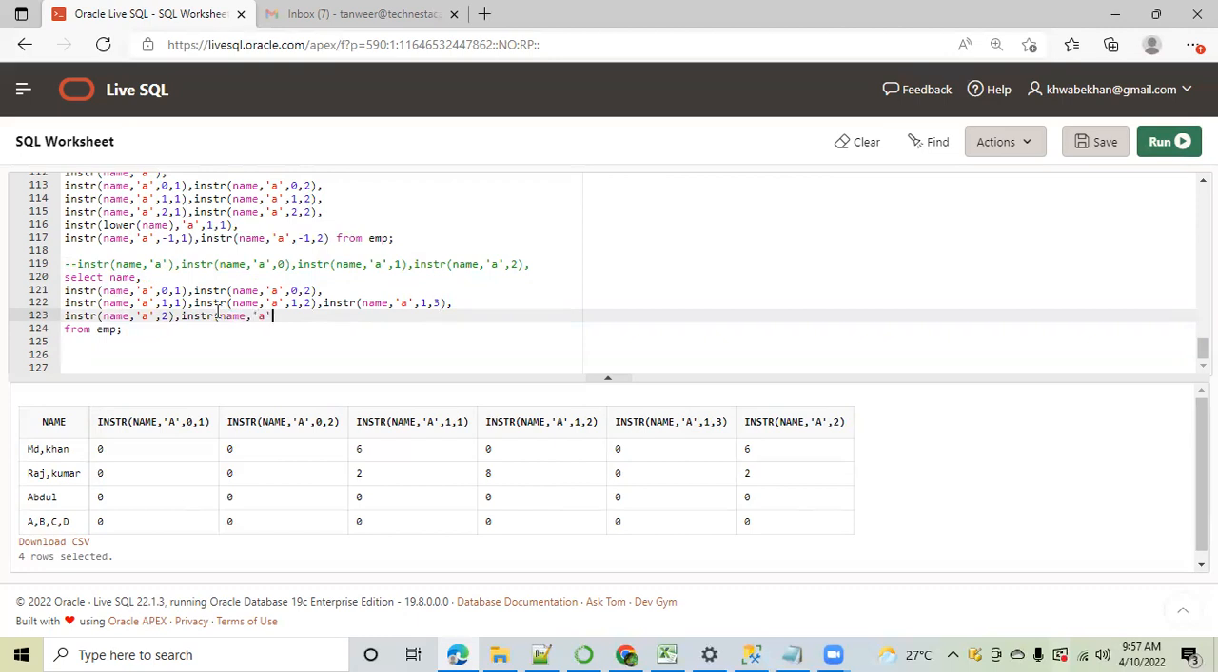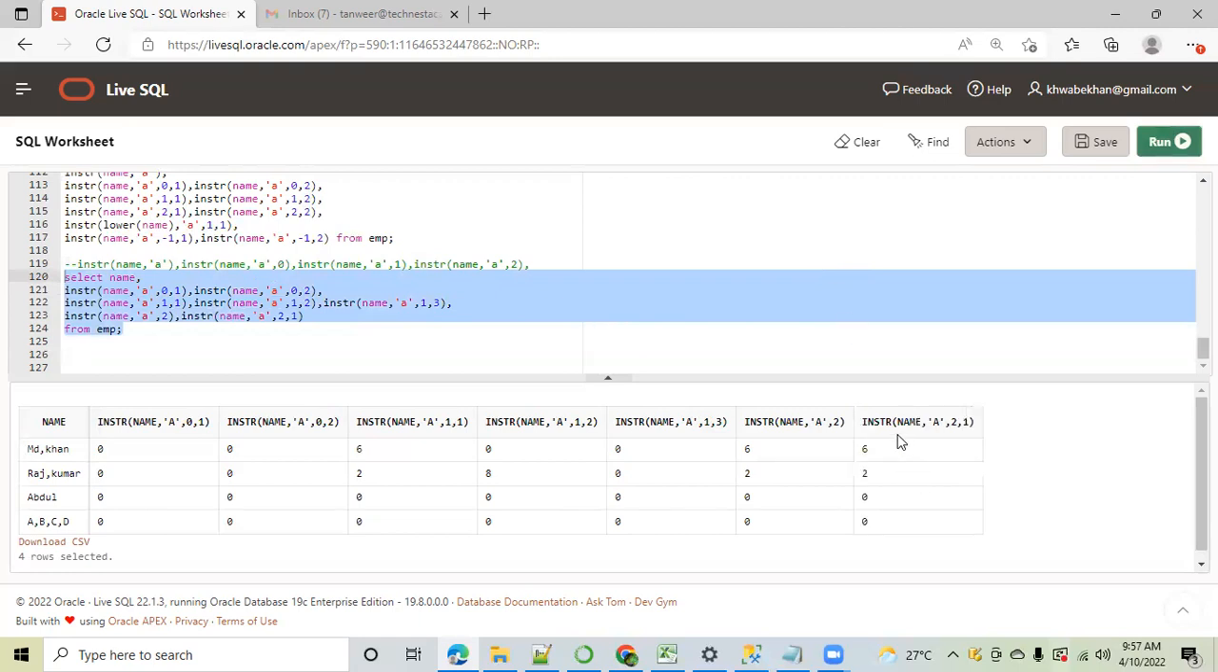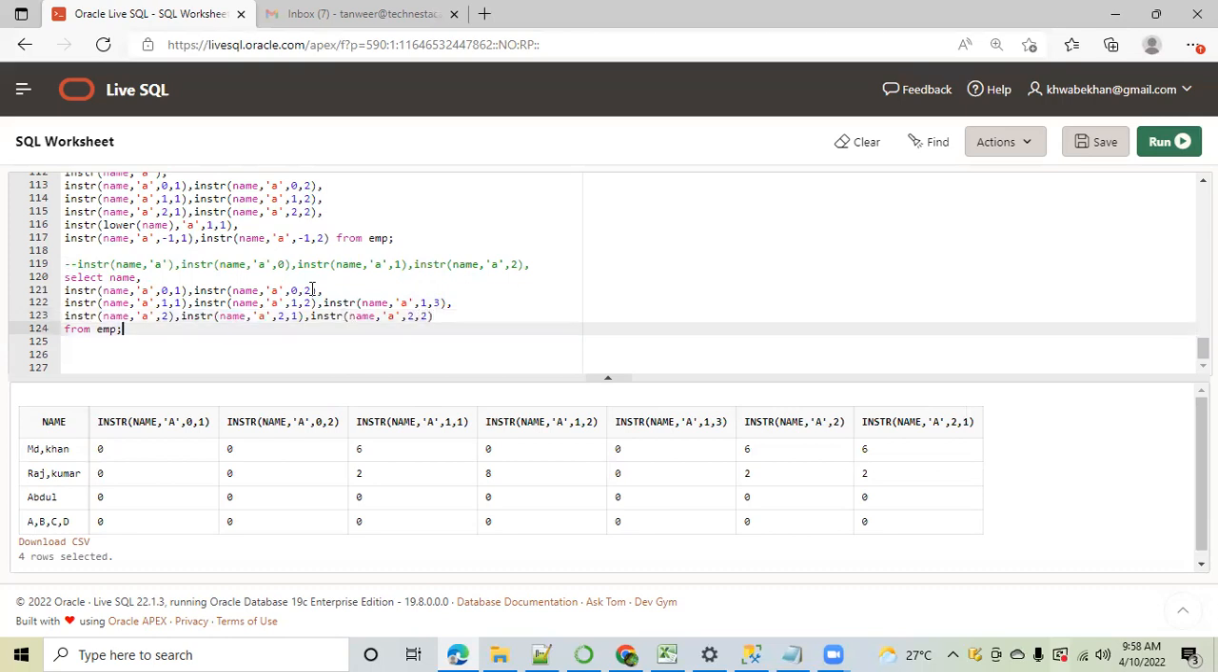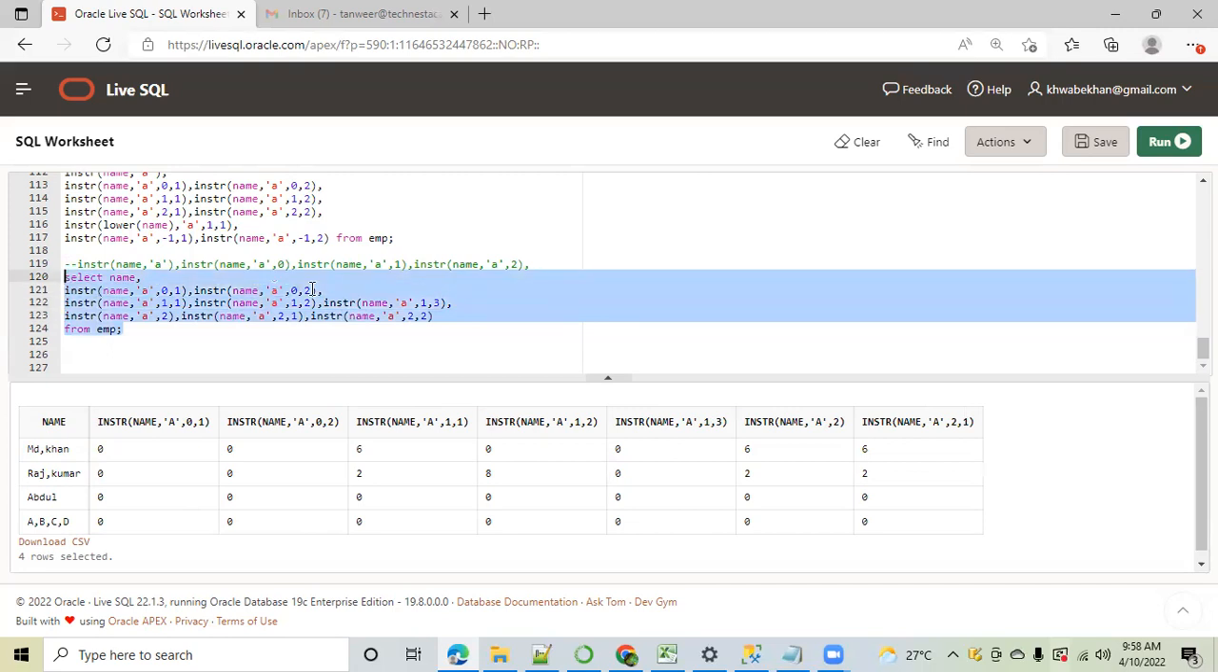Now, comma A comma 2 comma 1. I think that's what you're trying to understand. Is there any change? No change. A comma 2 comma 2. I think this is sufficient. From this you can understand what is happening here. Any change here? Yes. Can anyone explain to me why the output is 0 here?